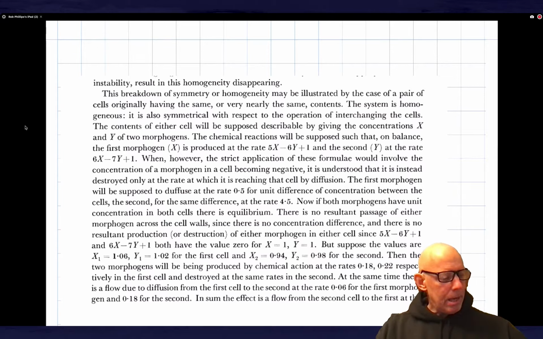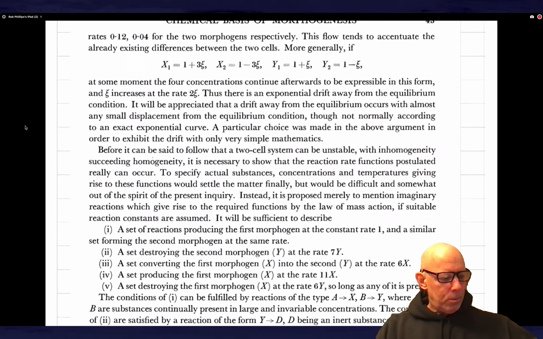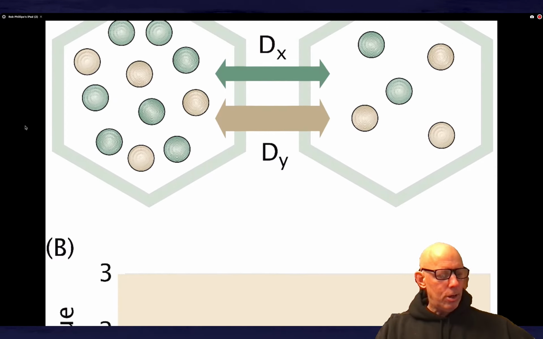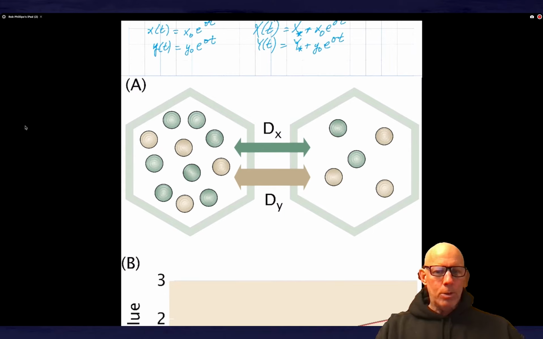I don't understand it. So he wrote this paper on the chemical basis of morphogenesis, and I already explained to you the conception, which we're going to explore here. And let me just show you that conception, and then we'll take a look at his paper.